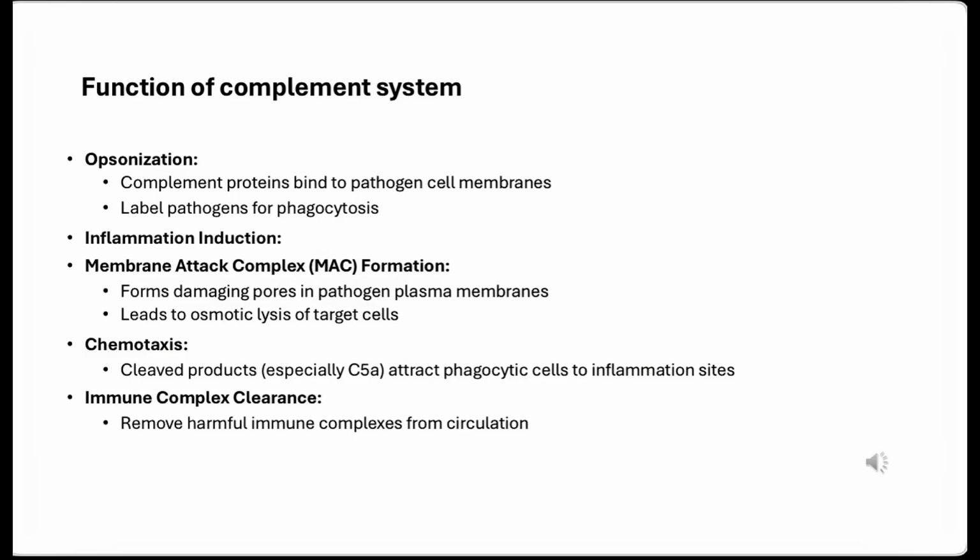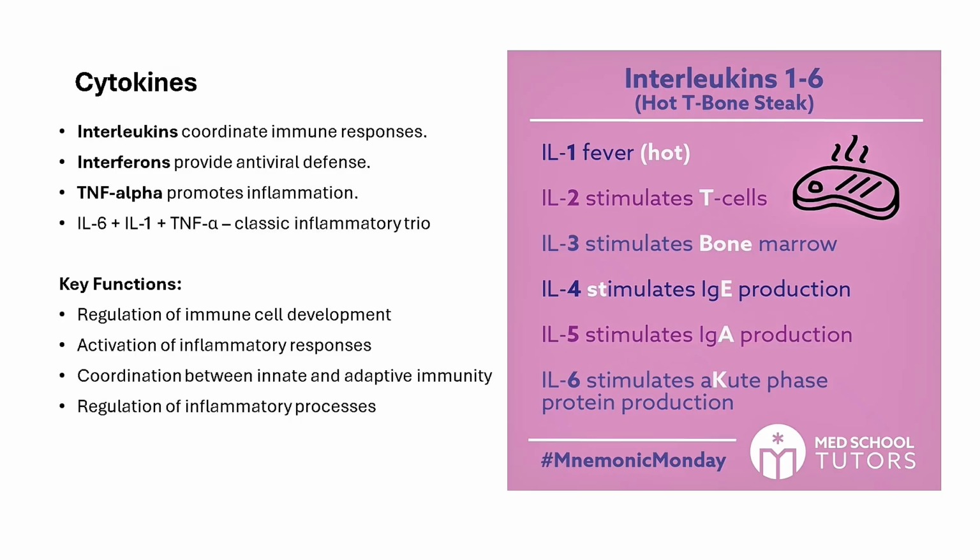Cytokines are small proteins used in cell-to-cell signaling in the immune system. They are produced by various cells like the macrophages, lymphocytes, mast cells, as well as endothelial cells and fibroblasts. So we have different families of cytokines. We have the interleukins, which coordinate immune responses. So we have the interleukin-1, which is pro-inflammatory and results in a fever. We have the interleukin-2, which stimulates the growth and differentiation of T cells. We have interleukin-3, which stimulates the bone marrow, interleukin-4 and 5, which stimulate antibody production, and we have many others.